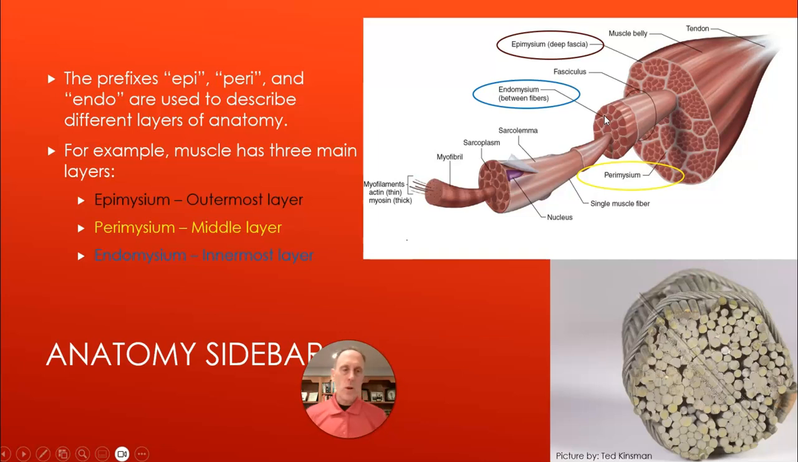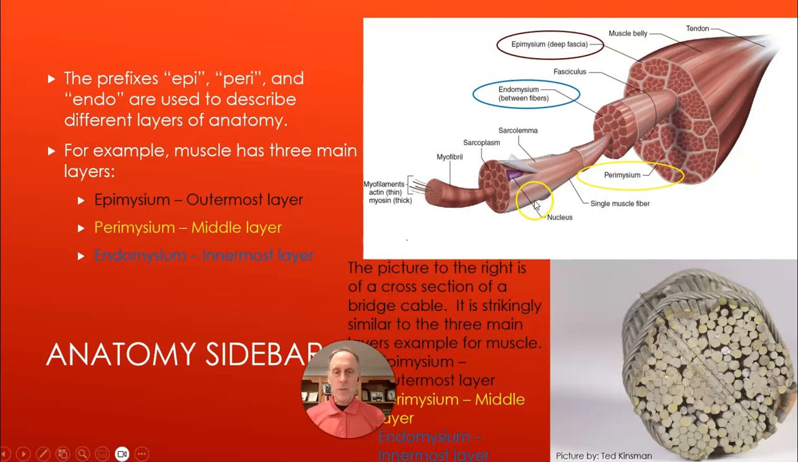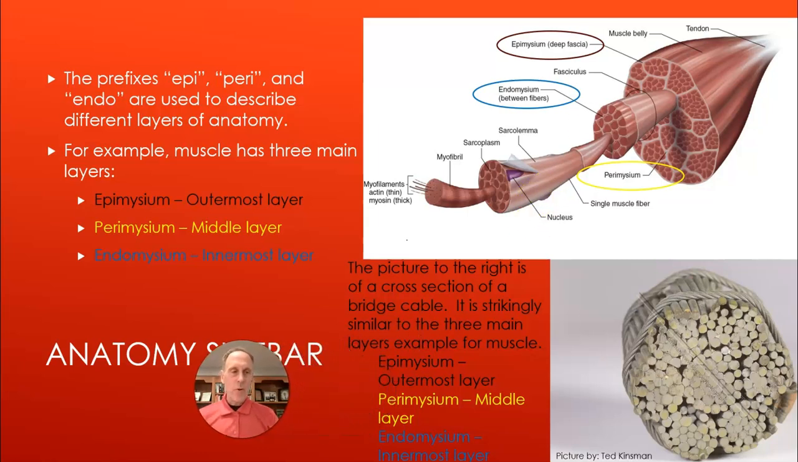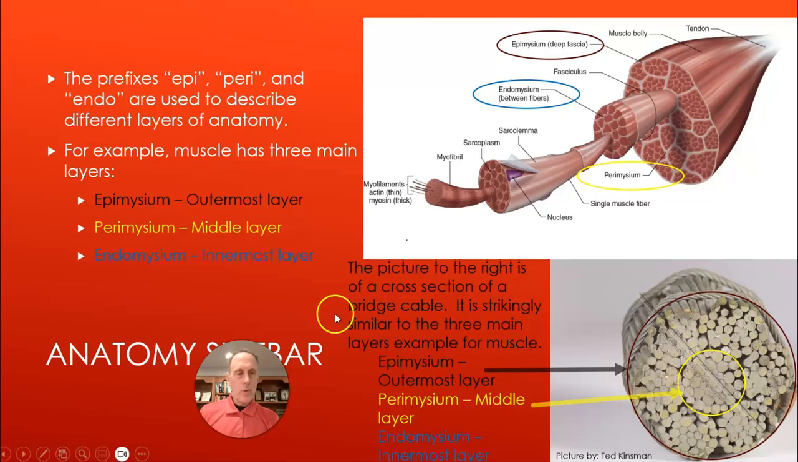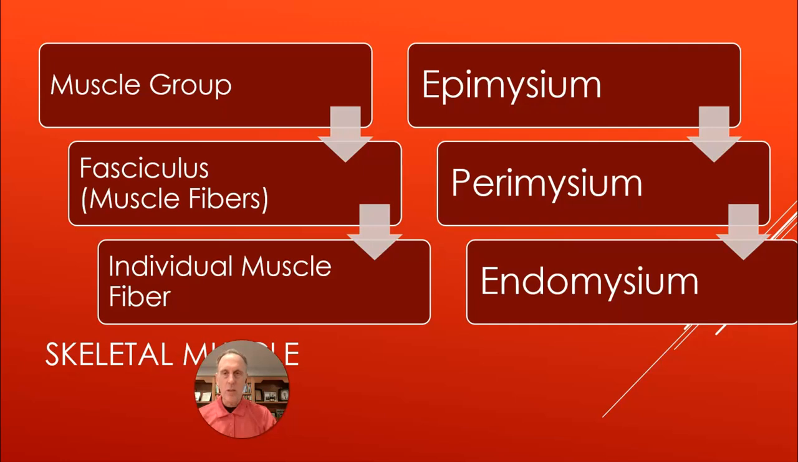Another way to look at this, and I found this cross-section picture of a bridge cable. When you look at the bridge cable itself, it's pretty striking. You have this outermost layer, which is almost analogous to the epimysium that we see in the muscle. Then you have this inner layer, and there are different bundles. You can see one here, another one here, another one here. They kind of go around the outside. That's your perimysium when you look at a bridge cable. And then we go with an endomysium. That's the individual cables themselves within the overall bridge cable. I just thought it was an interesting comparison. Maybe it helps you visualize it a little better.